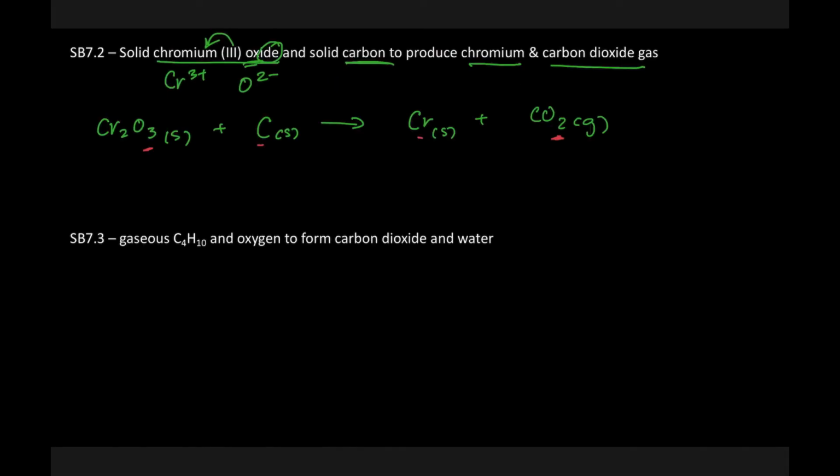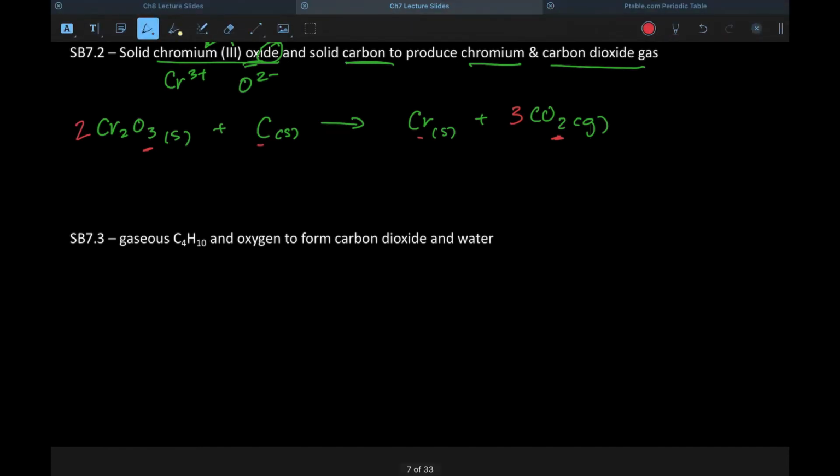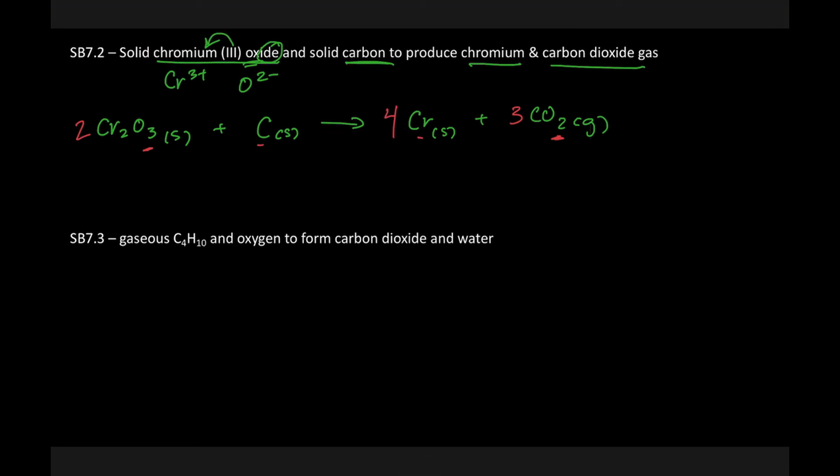So really all we're doing, this is like fractions again. We're looking for the lowest common multiple between 3 and 2, which is 6. So if I put a 2 out here and a 3 here, now I have 6 oxygens on each side. This also means I have a total of how many chromiums? 4, so I'll fix that there. I also have a total of how many carbons? 3. And then we'll go back and double check. I have 2 times 2 is 4 chromiums. I have 2 times 3 is 6 oxygens. 3 times 2 is 6. 3 carbons, 3 carbons. Okay, we're done.